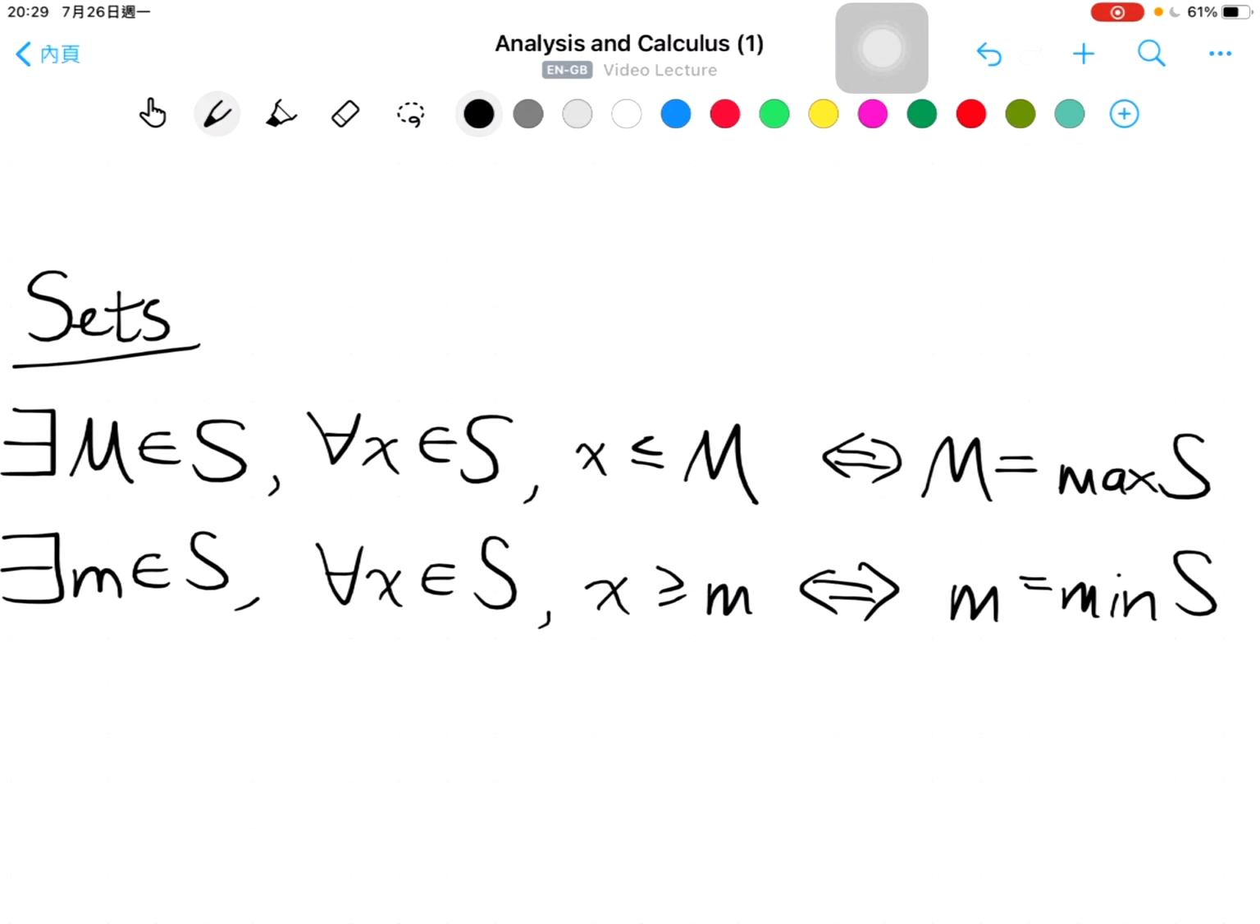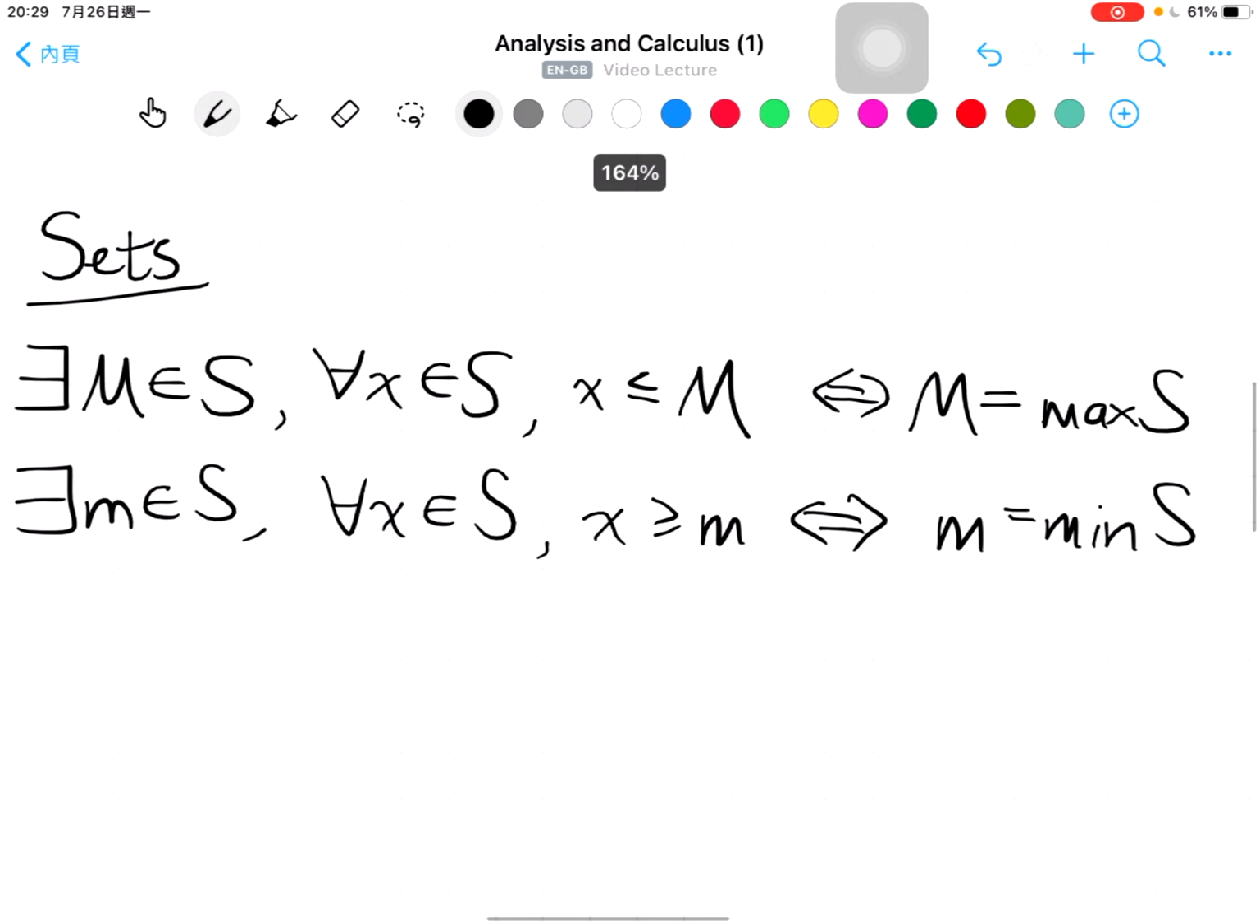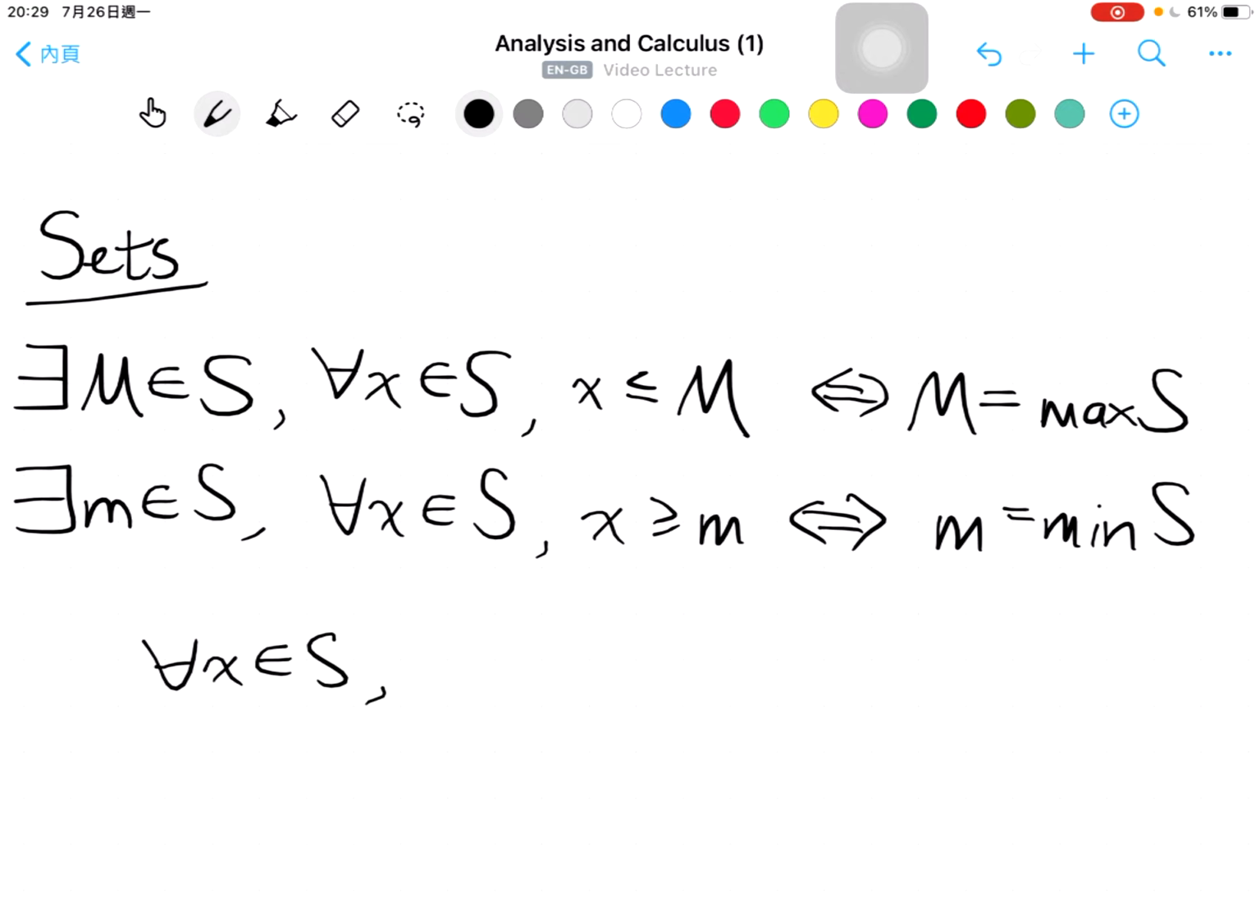Now, if both maximum and minimum exist, of course, then we can say, no matter what you choose in a set S, this x is going to be smaller than or equal to the maximum, and it's going to be larger than or equal to the minimum. Right, which is intuitive. If you have a maximum, then nothing's going to get larger than the maximum. If you have a minimum, nothing's going to get smaller than the minimum, right?